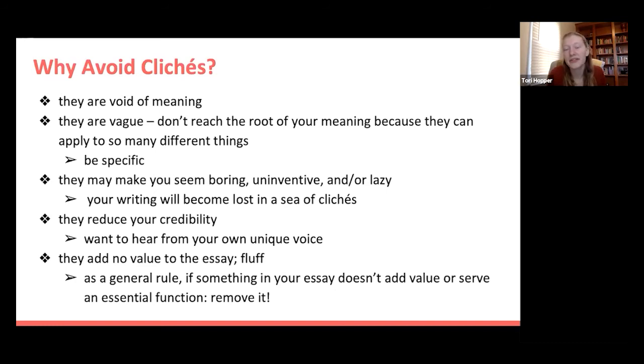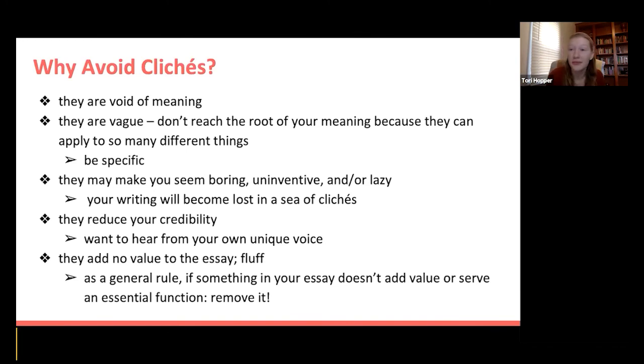And when you take a phrase that is so universally used, we're not seeing who you are, then your credibility is diminished because we're kind of seeing that you could just merge in with all these other people who are using similar phrases. And then finally, clichés add no value to the essay. They're fluff. If anything, I would say they actually detract from the essay. So it's not just that they are fluff, but that they actually remove some value from the essay.